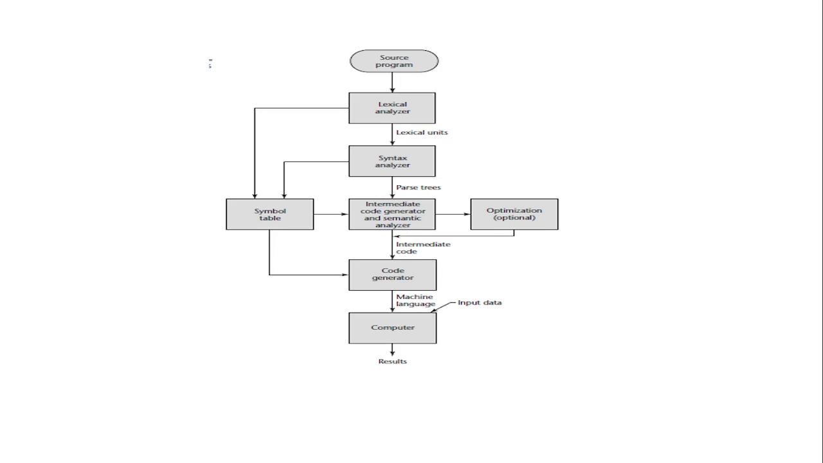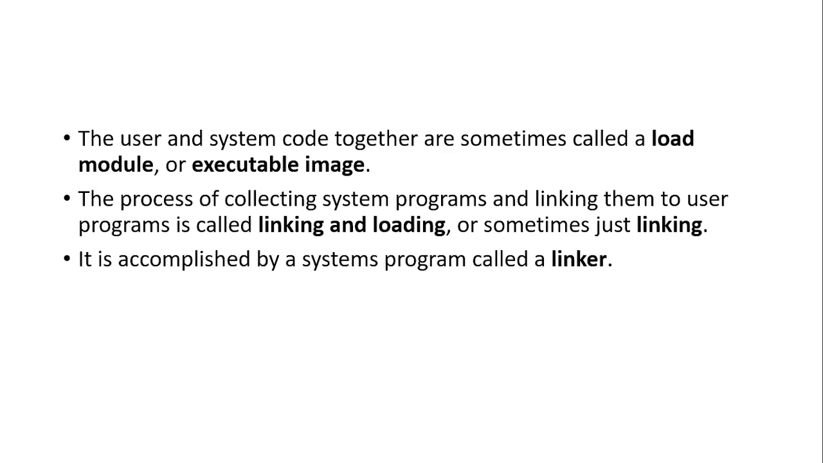So the linking operation connects the user program to the system programs by placing the addresses of the entry points of the system programs in the calls to them in the user program. So we have entry points of the system programs, and their addresses will be given in the user programs. Okay, and the user and system code together are sometimes called a load module, or an executable image.